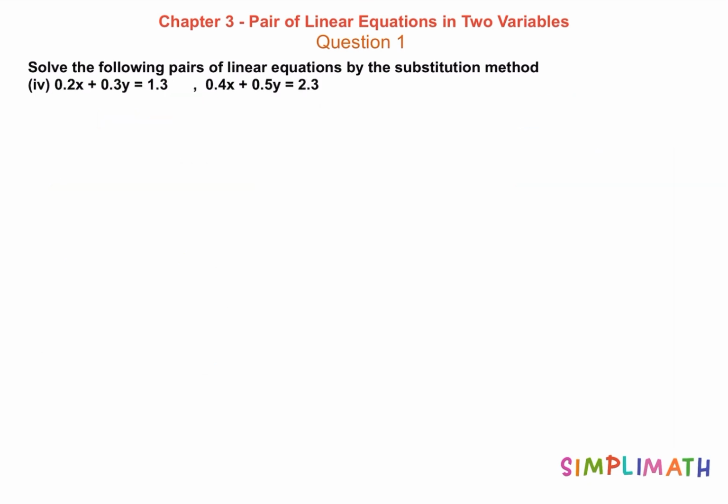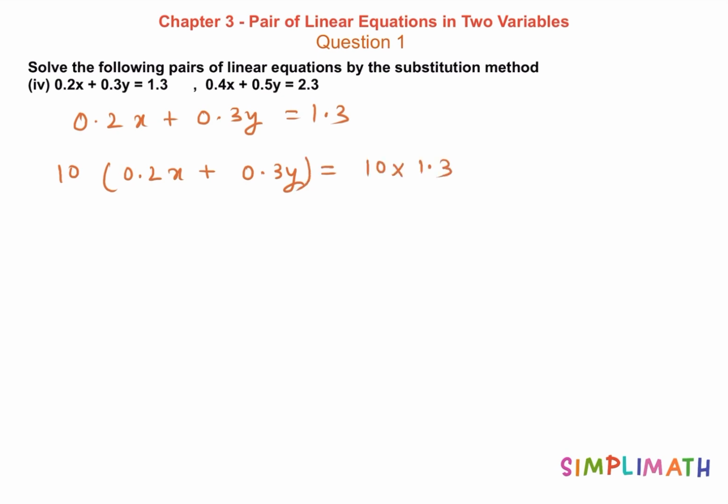Now part 4 of the question has two equations. These are 0.2x plus 0.3y equals 1.3. Let us simplify this. What we do is multiply the equation on LHS and RHS by 10. So we have 10 into (0.2x plus 0.3y) equals 10 into 1.3. So we multiply this term by 10 and this term by 10. So we get 10 into 0.2x plus 10 into 0.3y equals 10 into 1.3.